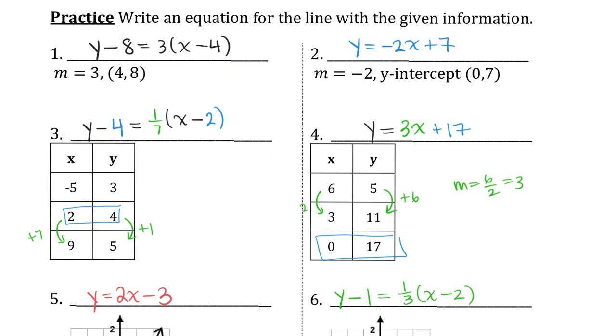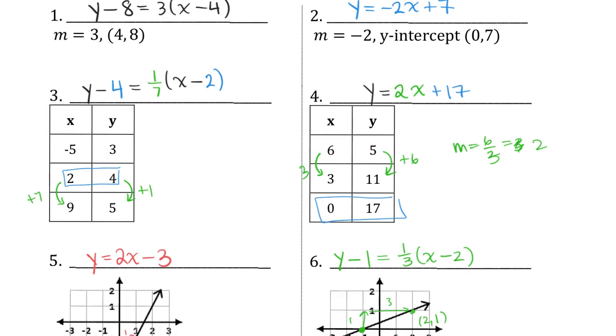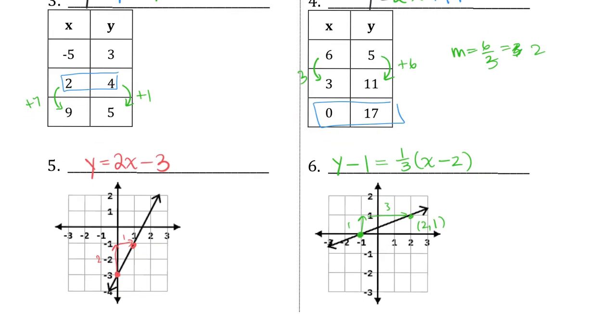Okay, for number 4, my slope was 6/2, which is 3. Oh, it's not. It's 6/3, which is 2. One moment. This should be a 2. Okay, so then for my equation, I should have y equals 2x, and I chose to use the y-intercept, which was 17. So I did y equals 2x plus 17. If you did point slope form, you might have y minus 5 equals 2 times (x minus 6). It's up to you.